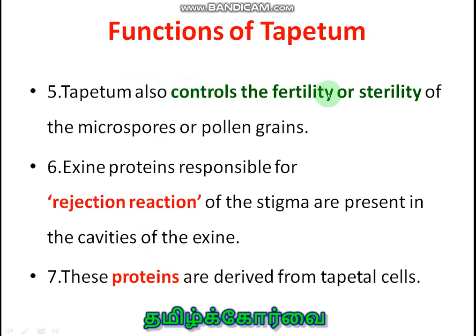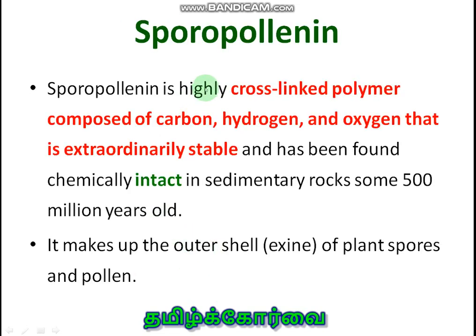Tapetum controls the fertility or sterility of the pollen grains, and the rejection reaction of the pollen grain is due to it. Suppose a pollen grain falls on the stigma of another species, it is rejected. The rejection reaction is triggered by this wall material, contributed by the proteins which are produced by the tapetal cells on the walls of the pollen grains.